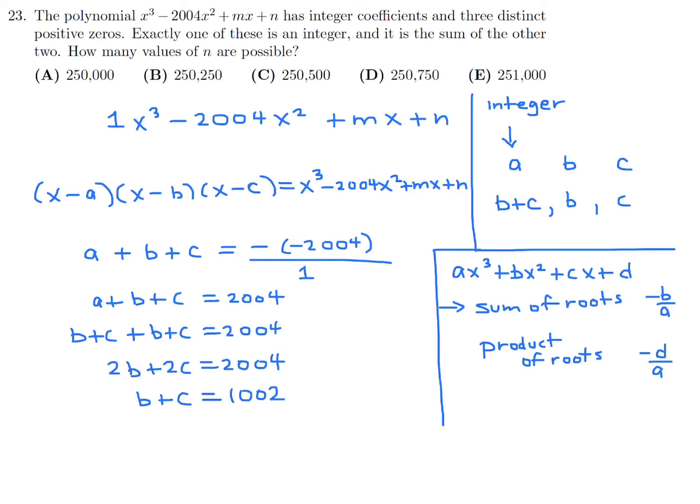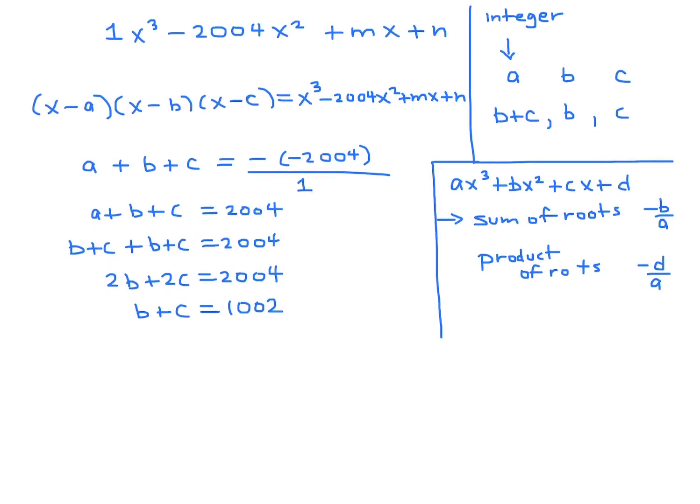All right? So a little bit of progress, I think, so far. But what's interesting is that b plus c is right there. It's one of the roots. So we just got one of the roots. It's the numerical value of that root, 1002.